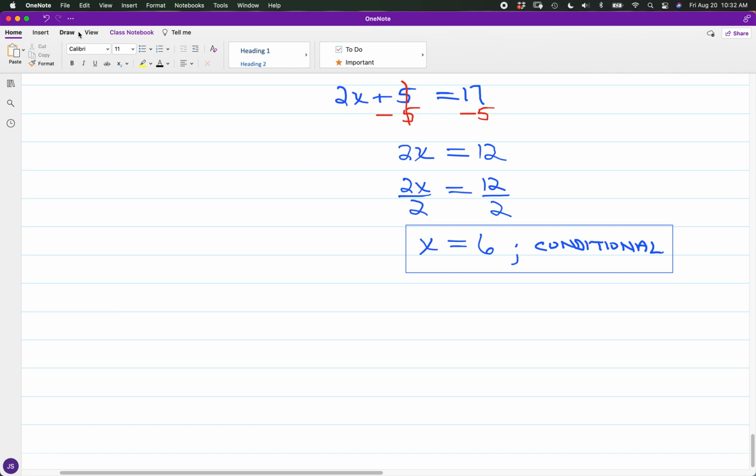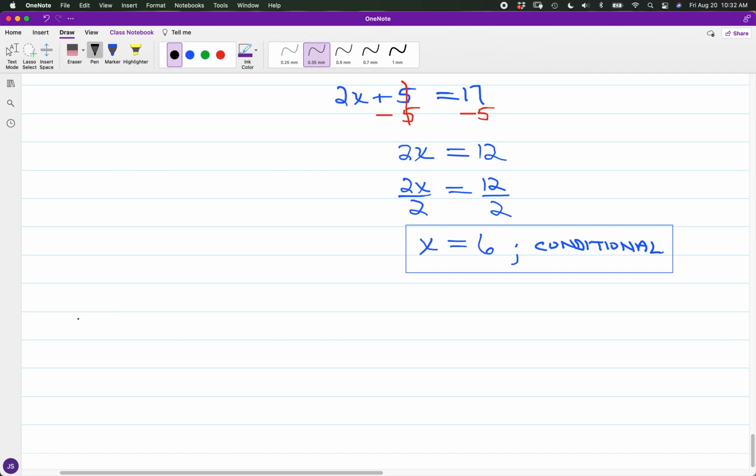Now for a contradiction. A contradiction is going to be an equation that has no logical solution.